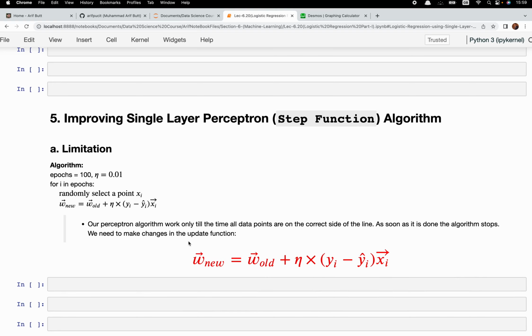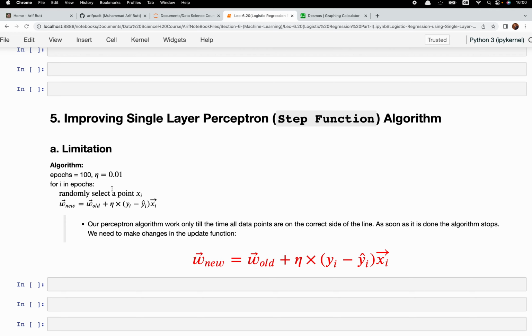Let's see how we can improve our algorithm. Now, first try to find out the limitation in this algorithm. If you look closely to this equation over here, which we are using to update the weights, you will notice that we are only updating the weights of misclassified points. For correctly classified points, that is the points which are on the correct side of the line, this yi minus yi hat will be 0. So this second component will become 0. Hence this w new will be equal to w old.